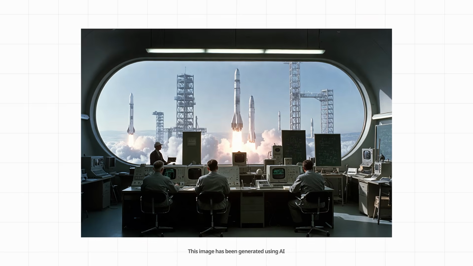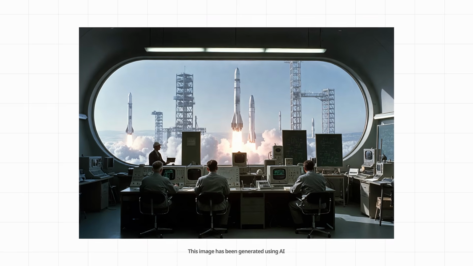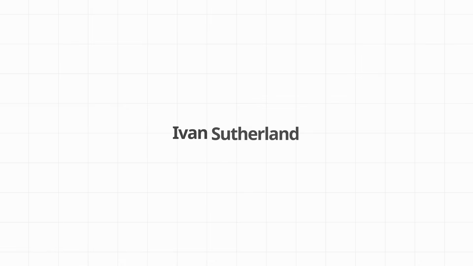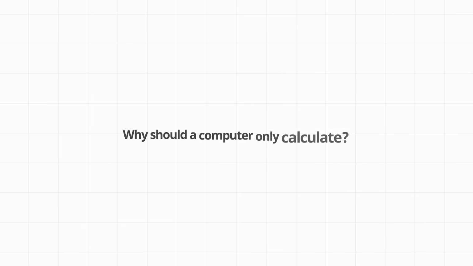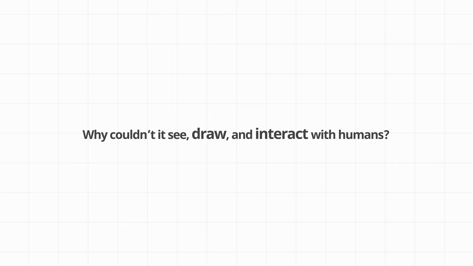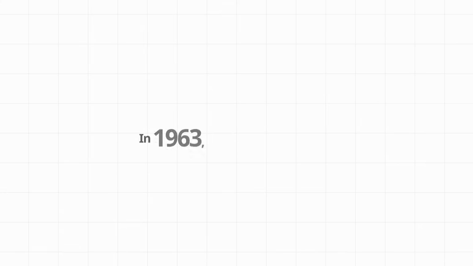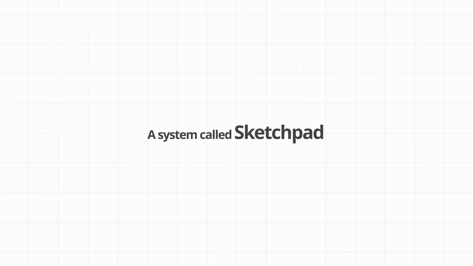environment, a remarkably different young man stepped onto the scene, Ivan Sutherland. Sutherland had a simple yet revolutionary question. Why should a computer only calculate? Why couldn't it see, draw, and interact with humans? In 1963, he provided his answer, a system called Sketchpad.